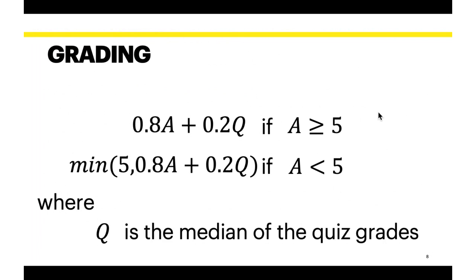Grading, A is the grade for this final assignment. Q is the median of the quiz grades. So essentially, we are going to look at the grades for quizzes. We are going to compute the median, and we are going to compute the final grade based on those two formulas. Essentially, if you fail the assignment part, the large assignment part, you can never get more than 5. This means that you fail the course. Median. There is a question in the chat whether it's a median or an average. The answer is it's a median.